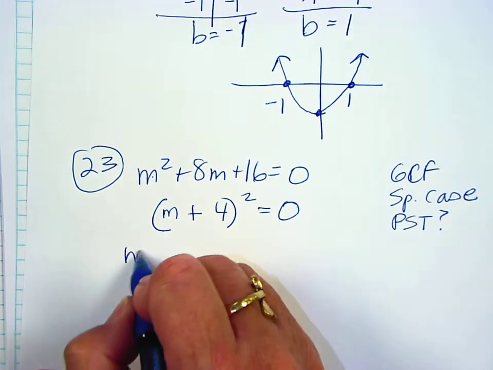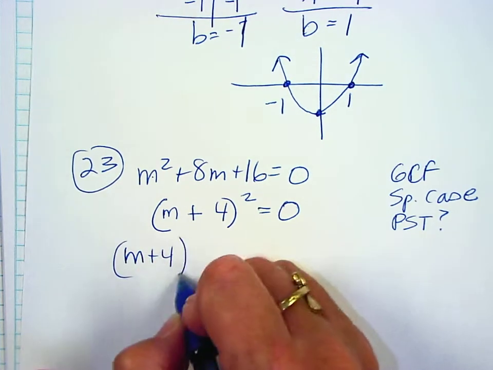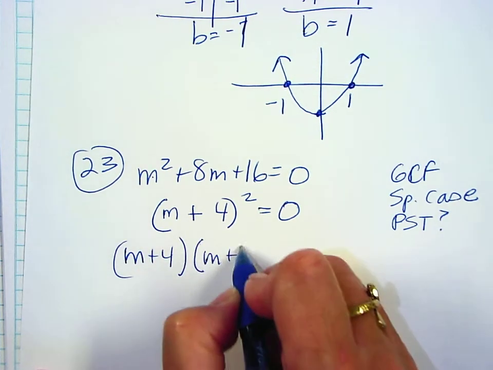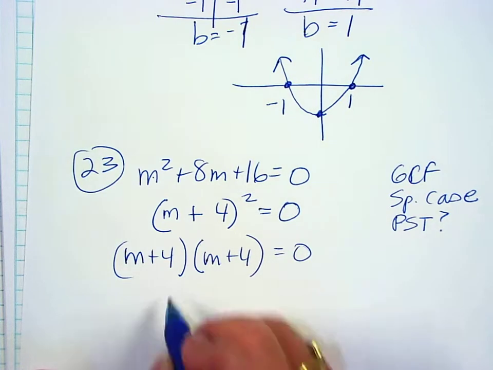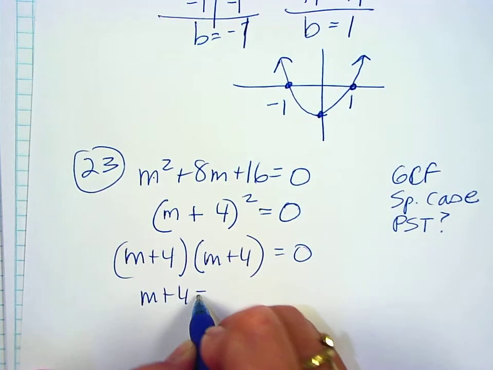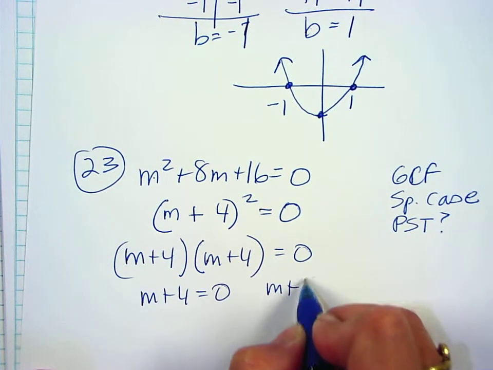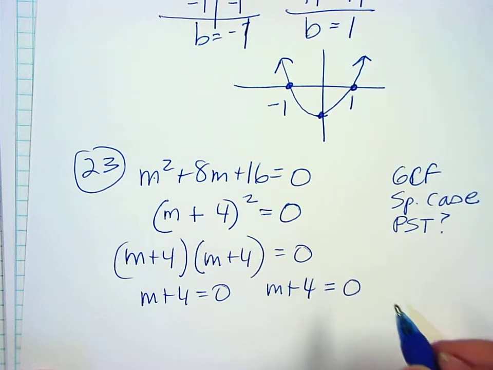Woohoo! M plus 4 times m plus 4 equals 0. M plus 4 equals 0.